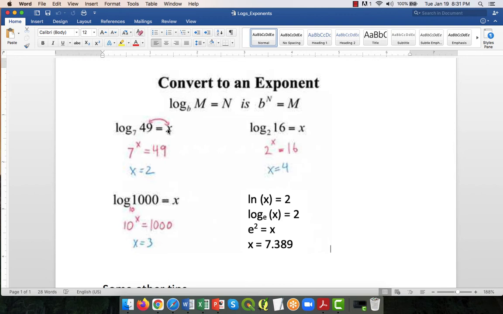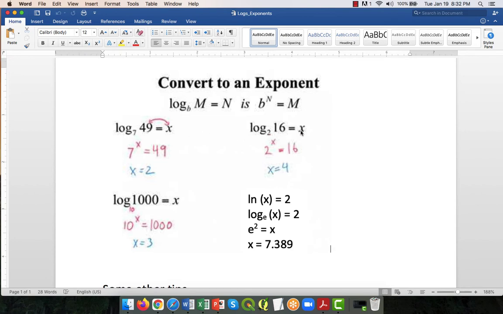7 to the x power equals 49. Here's the same equation. 7 to the x equals 49. 7 to what power equals 49? Well, 7 squared equals 49, so x equals 2. And there's the answer. So you can think about this in your head as 7 to what power equals 49? And I think, that's 2, because if I square 7, I get 49. There you go.